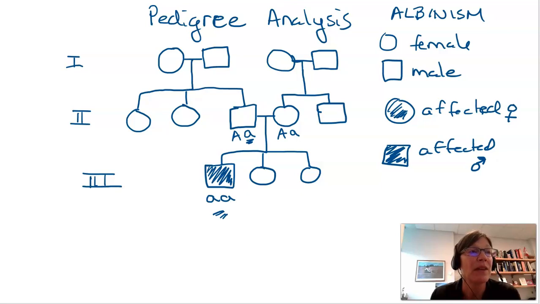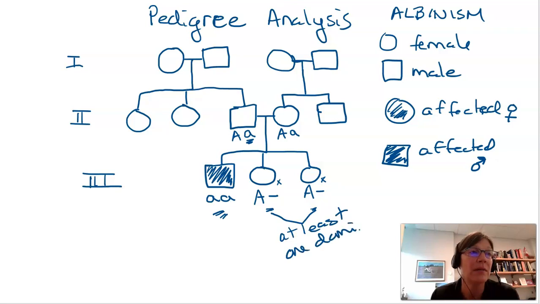If both of these daughters here and here did not have albinism, then what we know about them is there's at least one big A allele. We don't necessarily know what their second one was, but we know there's at least one, so we'll just put a dash in there to indicate we don't know what the second one is. We know there's at least one because this is a recessive condition and we're not seeing it, so this person and this person can't be little a, right?